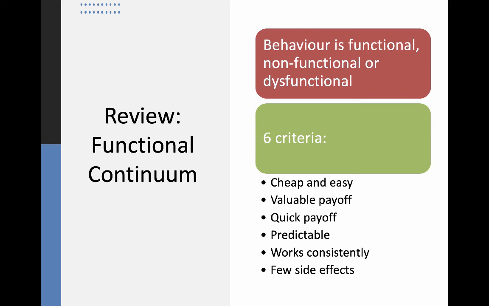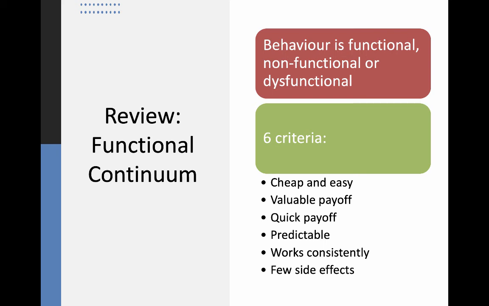But how does something get further and further to the right? Well, there are 6 things that we can do to make a behavior more functional. And one of the things that's not on this slide but really deserves to be written down is it's not important whether or not they're functional in our mind. They have to be what the individual we're supporting would consider to be functional. So that's an important lens to look through.